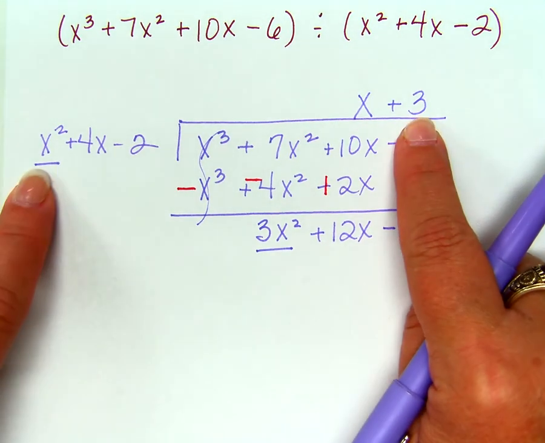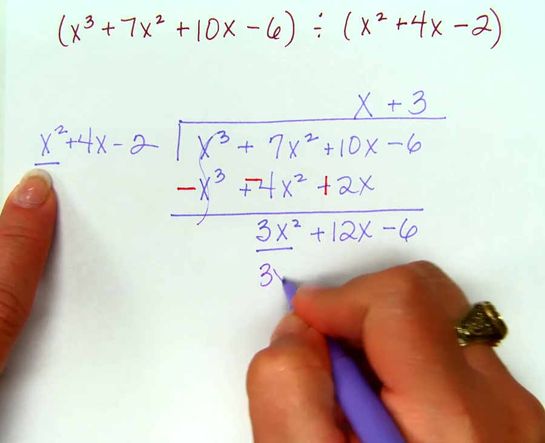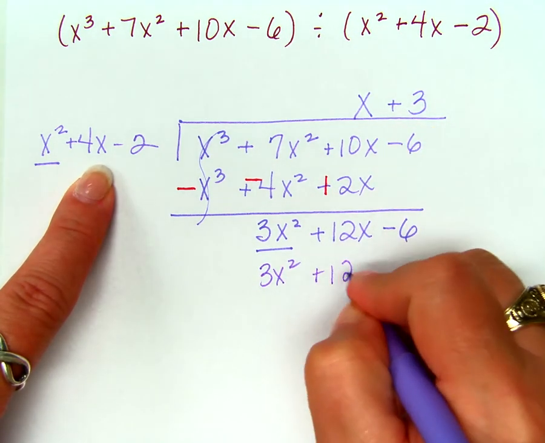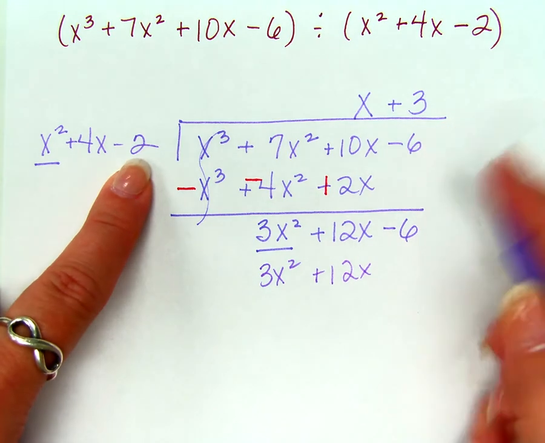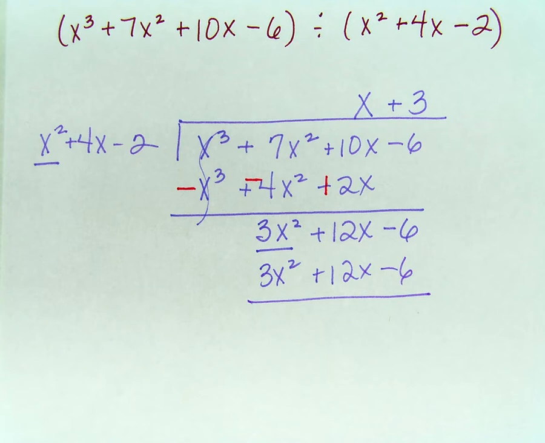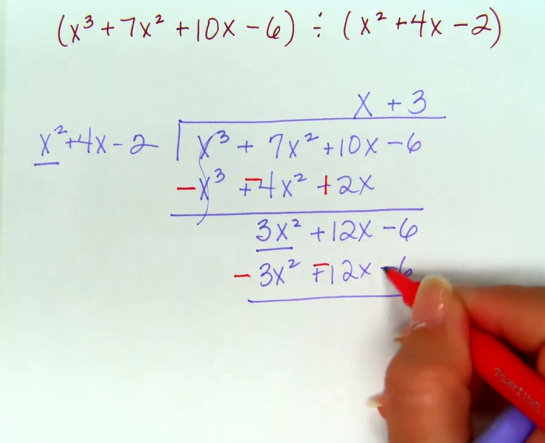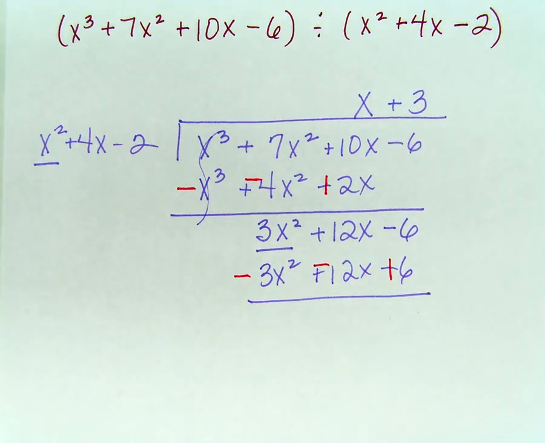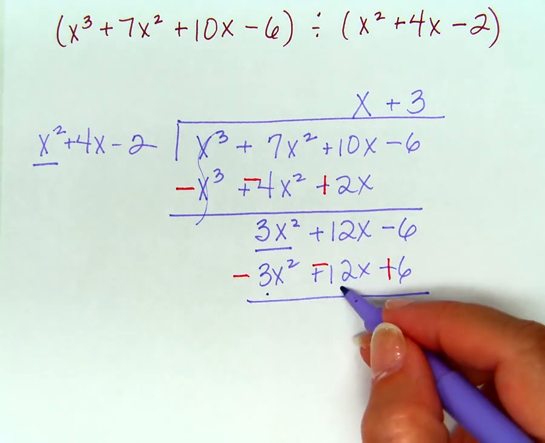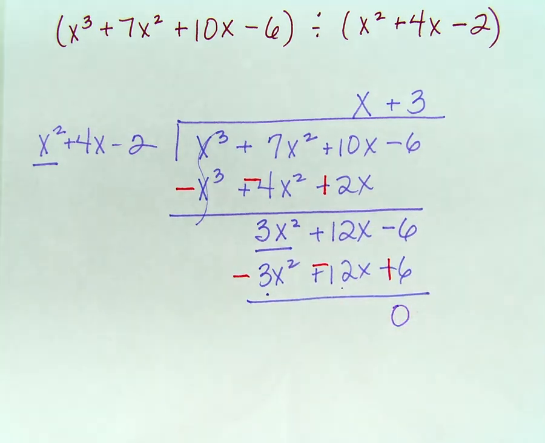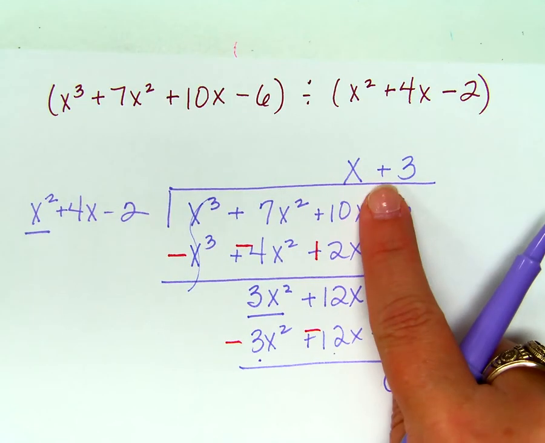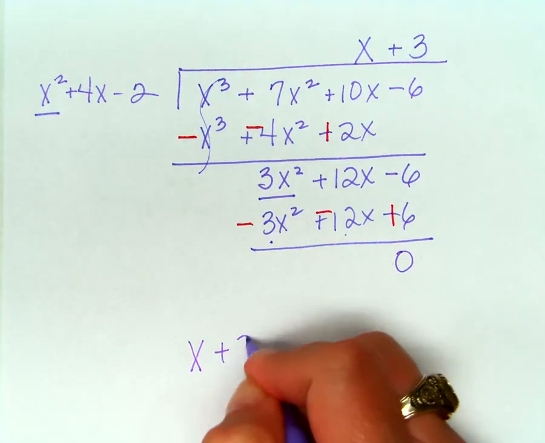3 times x squared, 3x squared. 3 times 4x, 12x. 3 times negative 6. Ooh. When I change all the signs, look what happens. 0, 0, 0. What does that mean about this? That's my answer, first of all. Is that a special answer?